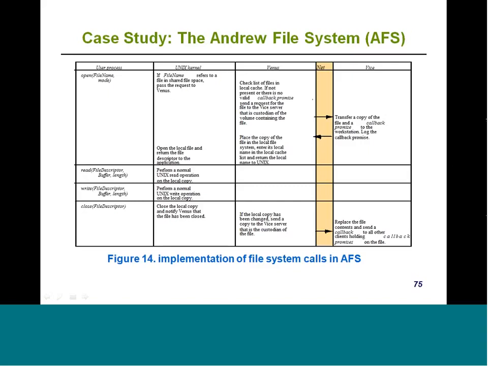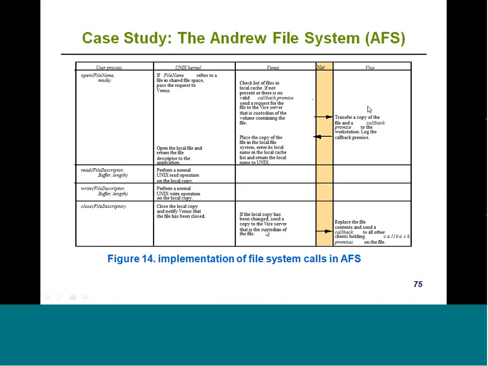Now let's look at what happens when the file that is being requested is not a local file, but a shared file. The request is sent to Venus. Venus checks the list of files in the local cache. If it is not present, or there is no valid callback promise, it sends the request for the file to the Vice server that is the custodian of the volume containing this file.